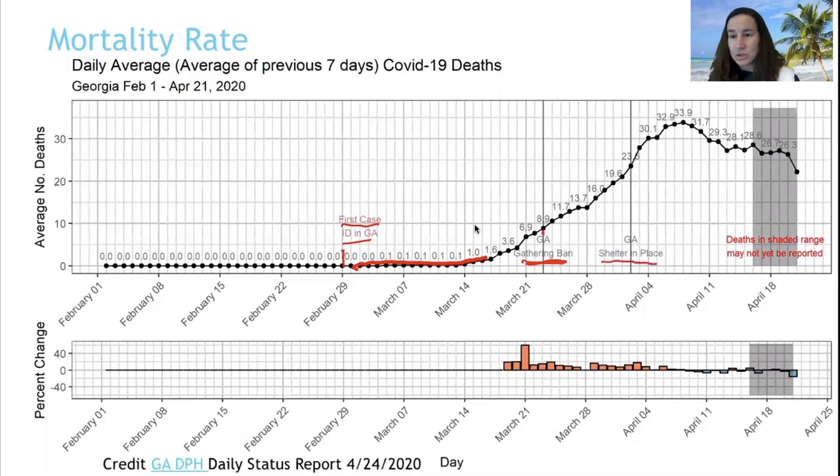Then when we put in our shelter in place that we're coming out of officially sort of in phases today, here was the mortality rate. So higher when we had finally implemented shelter in place. Death toll continued to spike, and now it is finally coming down a little bit.